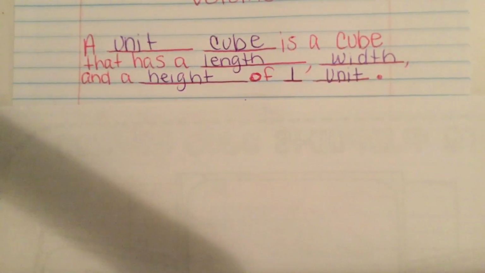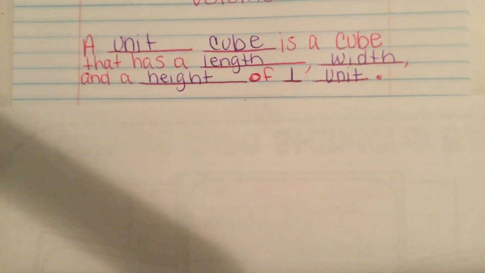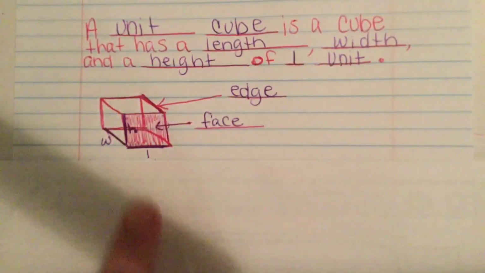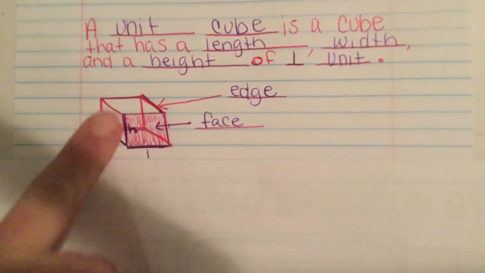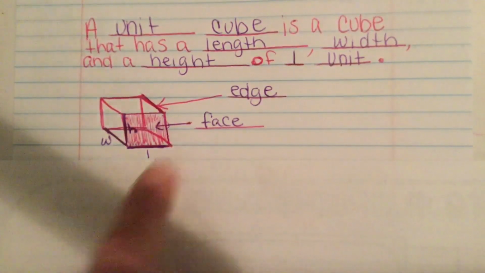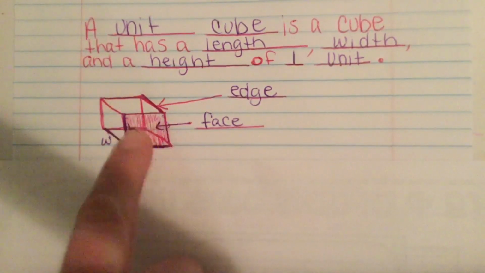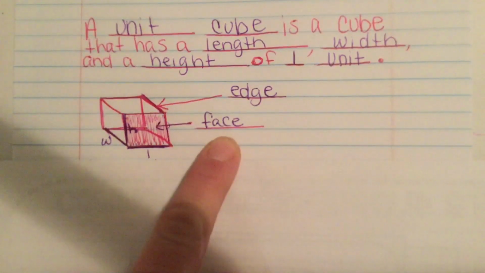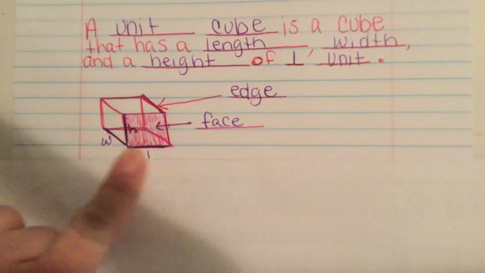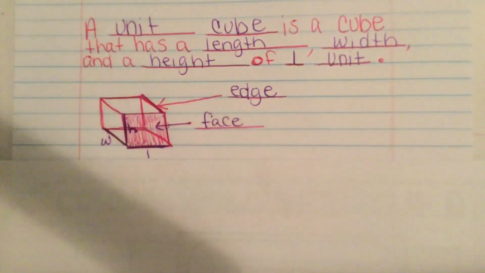A unit cube is a cube that has a length, width, and height of 1 unit. Okay, so that means each cube is 1 unit. So it looks like that. So there would be a cube. Length, width, height. Okay. This pink shaded part is the face, and the lines where everything connects are the edges. Okay. So you have the edge and the face.